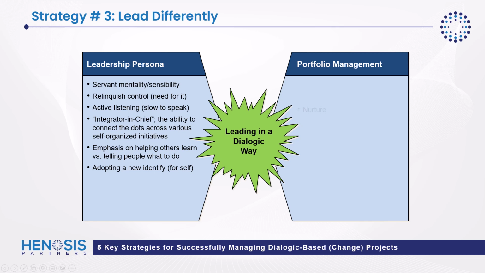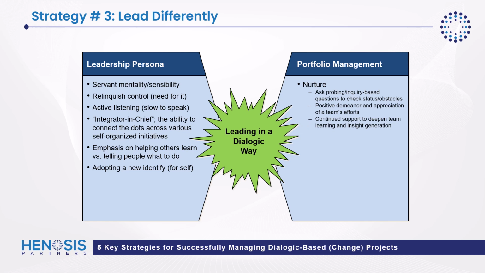The first action or way of being is to nurture projects. And the leadership can do this by asking probing and inquiry-based questions to check status to see if there's any obstacles or blockers to moving forward. And as they do this, they maintain a positive demeanor with a deep appreciation of the team's efforts. And to nurture projects means that the leadership is providing continued support to deepen team learning and insight generation.